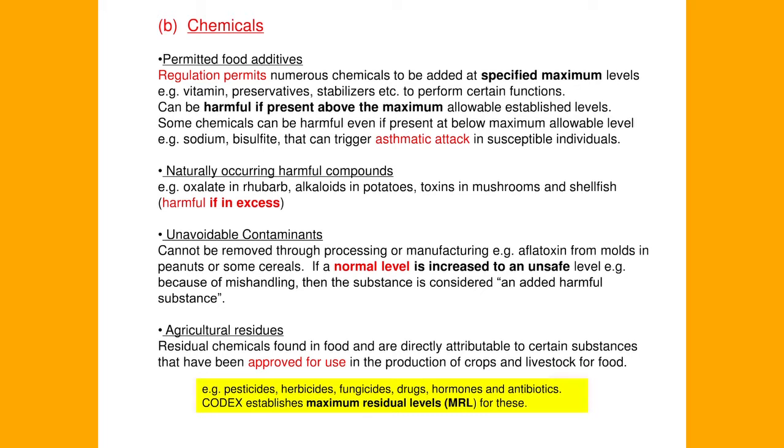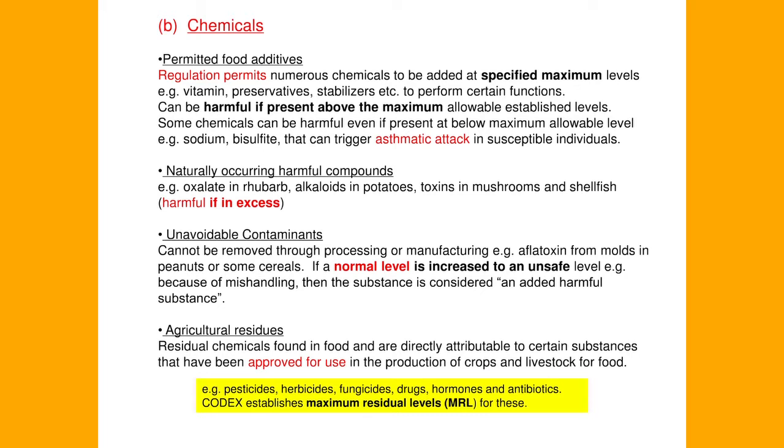So you see certain products, it has this warning that it can trigger asthmatic attack if the bisulfite is present in certain amount. Okay, then you have naturally occurring harmful compounds like oxalate in rhubarb, alkaloids in potatoes, toxin in mushroom and shellfish. Harmful if in excess. And then you have unavoidable contaminants. You cannot remove it through processing or manufacturing, like aflatoxin from molds in peanuts or some cereals.